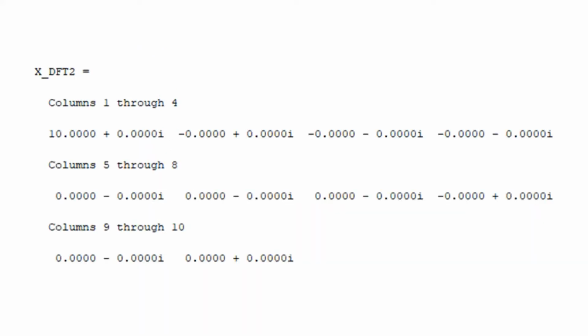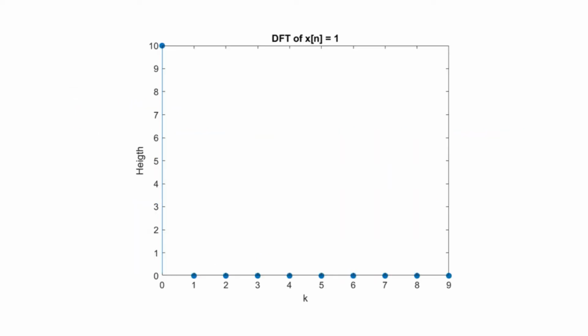After running the simulation, the output is displayed in the command window. Based on the command window that has been displayed, the value of k is equal to 0 and the amplitude of k equal to 0 is equal to 1.